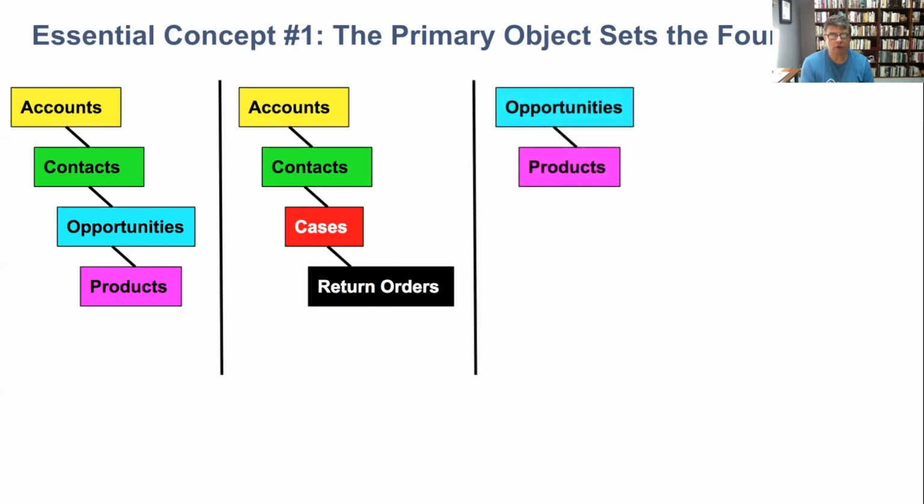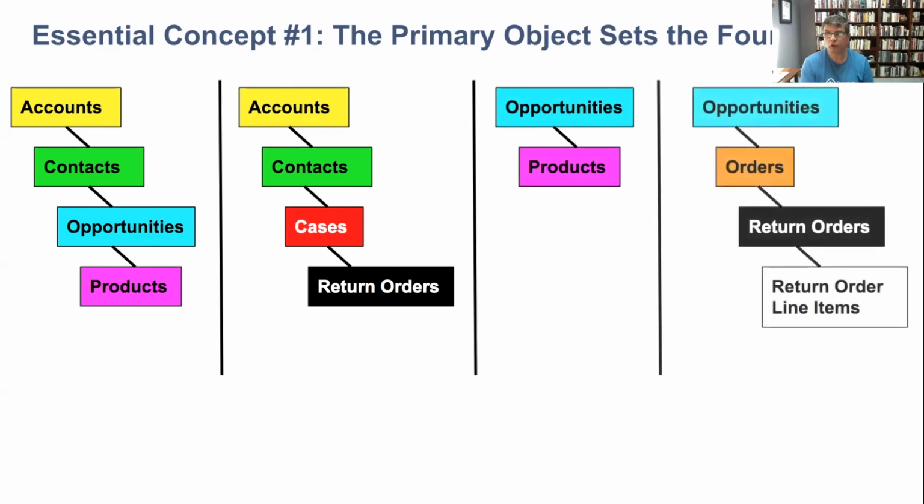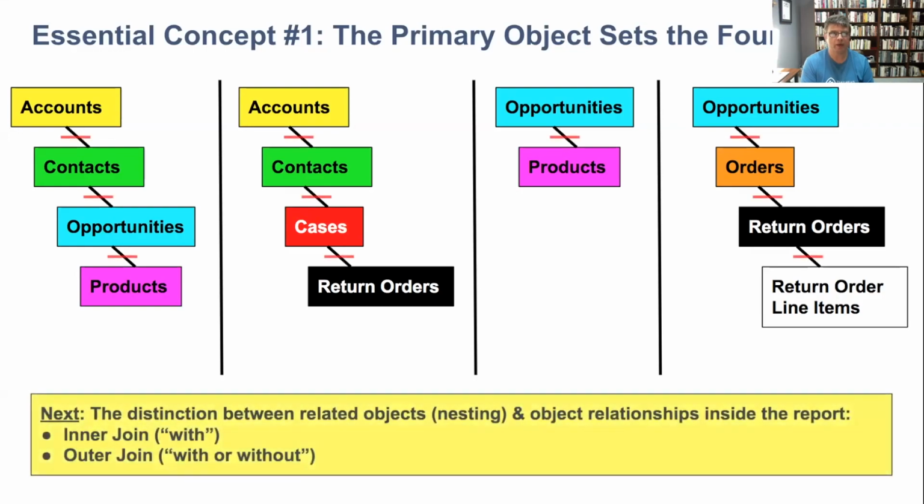Sometimes you can't go down 4 levels. So if I pick opportunities, I can go down to products, and that's it. Or if I chose orders, I can continue to work my way down the hierarchy. So the data architecture hierarchy matters. The primary object sets the foundation for your custom report type.